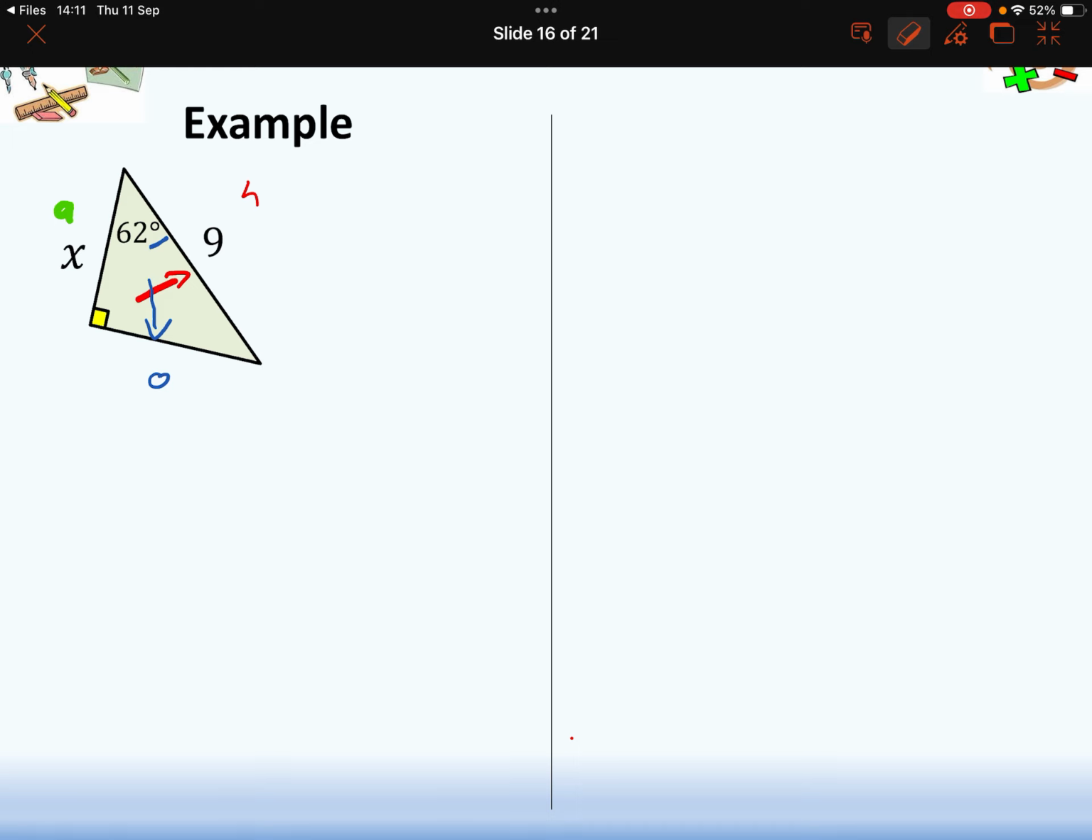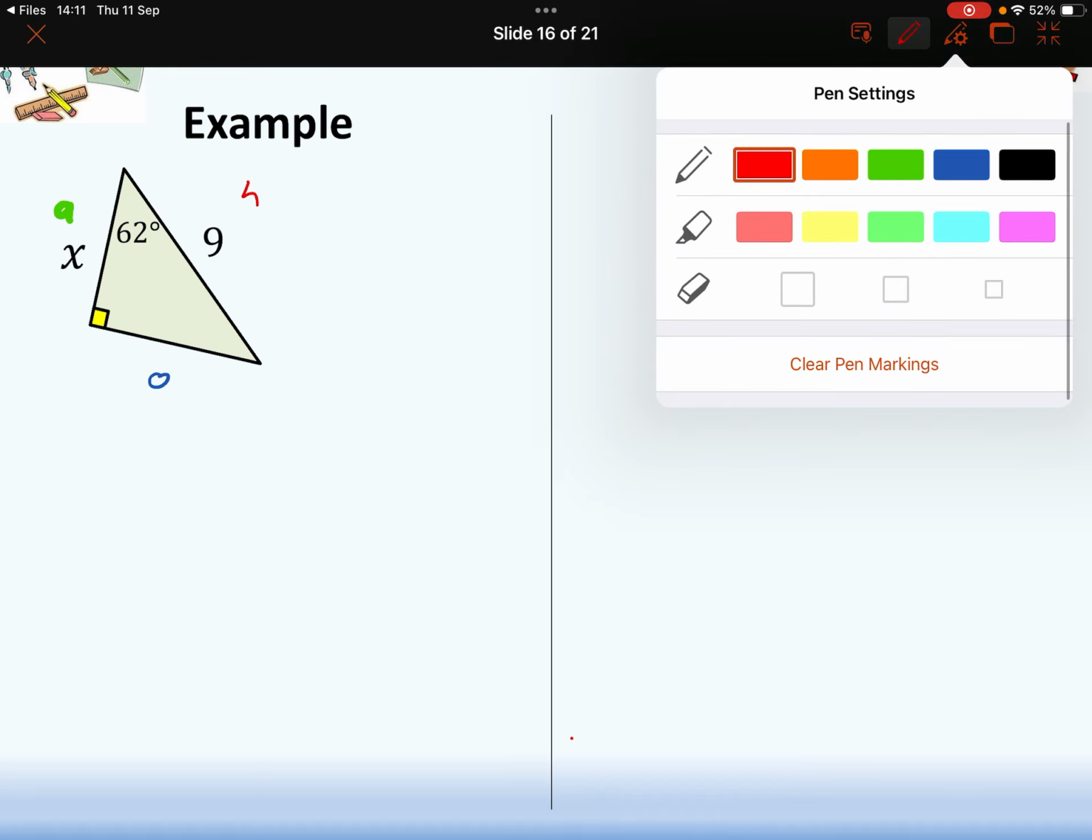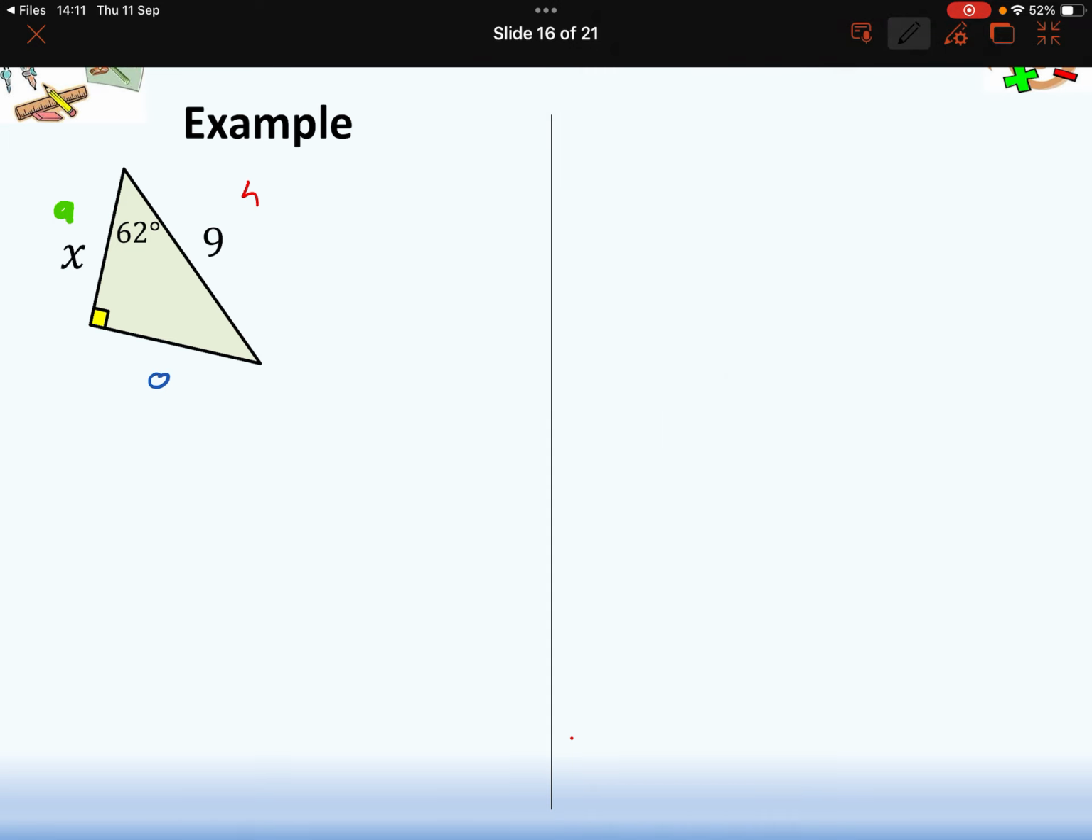So I've now labeled my sides, and I will be using two sides and the angle. So let's look for which two sides I am using. Well, I'm looking for X, which is the adjacent side. So I'm going to be using the A, or the adjacent. I have the hypotenuse, which is 9, so I can use that, and I know the angle. So to start with, until you get used to it, you can write down your SOHCAHTOA.